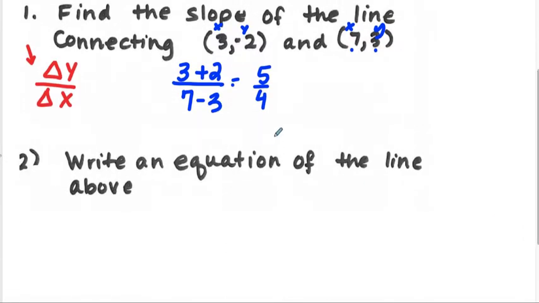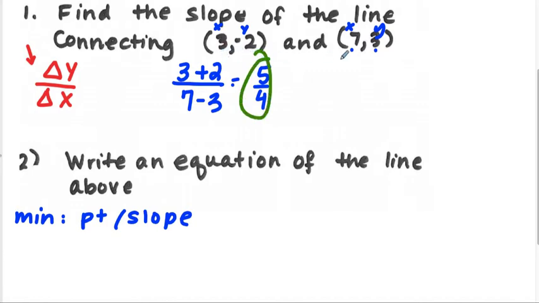We then moved on to writing an equation of a line through that point. Remember that the minimum you need to write an equation of a line is a point and a slope. And if you do have a point and a slope, you're going to use the point-slope equation. So we have our slope, and we have 2 points. I'm going to actually pick this one because it's all positive. And so I'm going to use the point-slope equation.